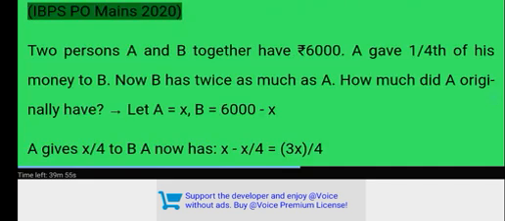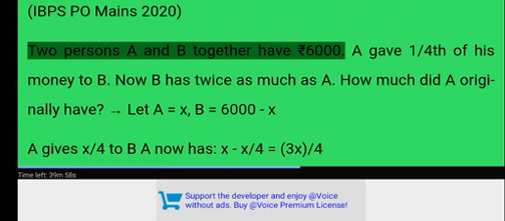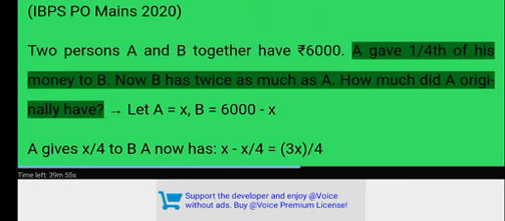IBPS PO Mains 2020. Two persons A and B together have 6,000 rupees. A gave 1/4 of his money to B. Now B has twice as much as A. How much did A originally have?